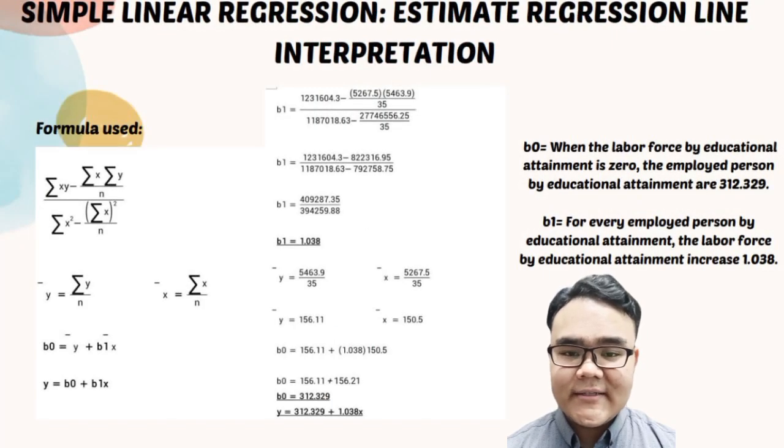Hi, my name is Muhammad Danish bin Azlan, and my matrix number is H2182212, and I will proceed to the last part of the slide, which is the simple linear regression. Here, we are required to estimate the regression line and its interpretation.